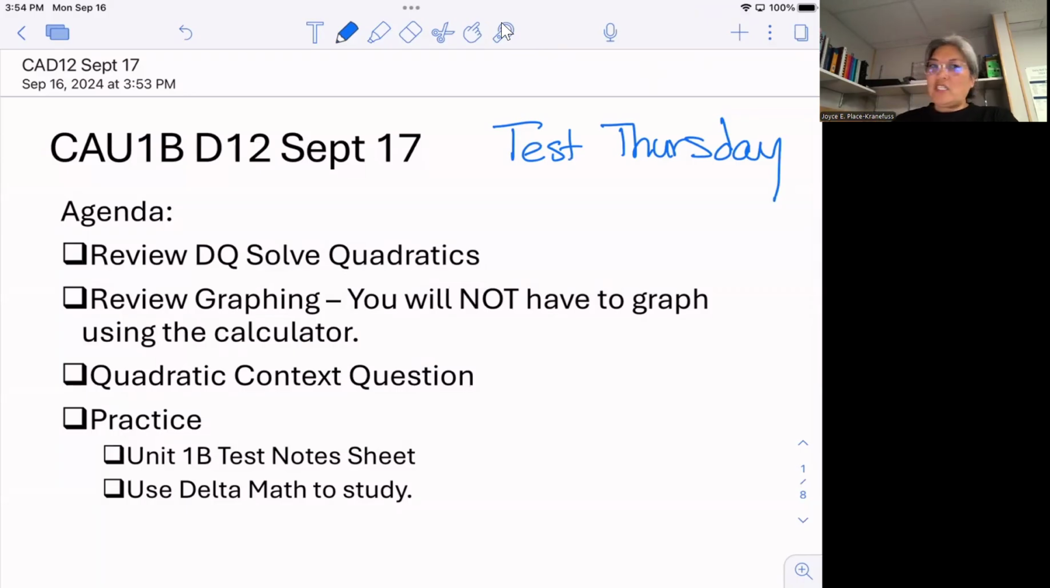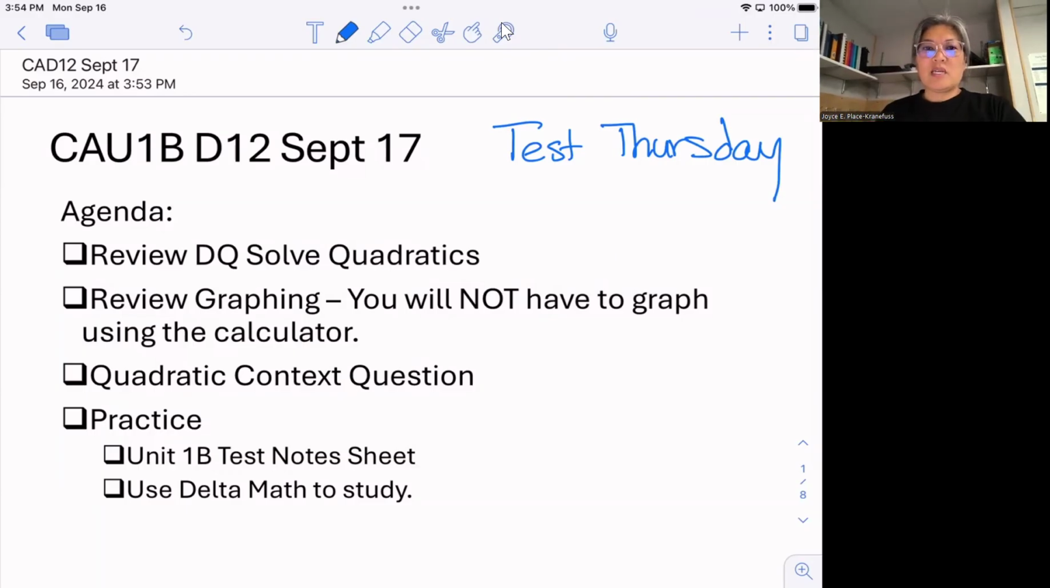So, our agenda. We are going to review the daily quiz that just got passed back to you. It is not graded. It is not going into PowerSchool. Just accept this one as a freebie. We will review graphing. You do not have to use the graphing calculator, so I'm not as worried about that right this second. We will talk about the quadratic context questions, and then you will be using Delta Math to study and coming up with your note sheet.